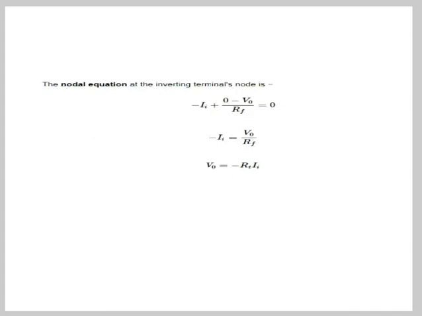Now the nodal equation at the inverting terminal's node is minus Ii plus (0 minus V0) by Rf equal to 0. So minus Ii is equal to V0 by Rf, and V0 is equal to minus Rf into Ii. Now this output voltage V0 of the current to voltage converter is the product of feedback resistance Rf and input current Ii. The output voltage V0 has the negative sign, which indicates that there exists a 180-degree phase difference between the input current and the output voltage.